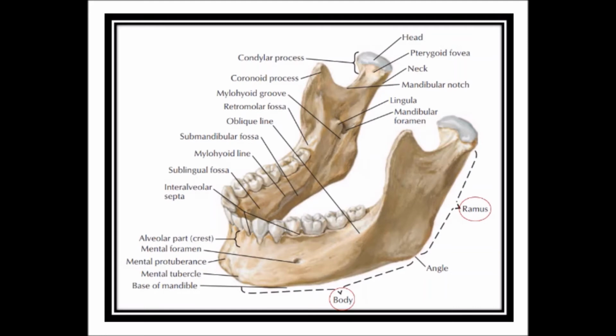On the inner surface of the mandible, features you want to be taking note of are the mylohyoid line and mylohyoid groove, the mental spine as seen in the previous image, and the mandibular foramen. The mandibular foramen is also known as the inferior alveolar foramen.